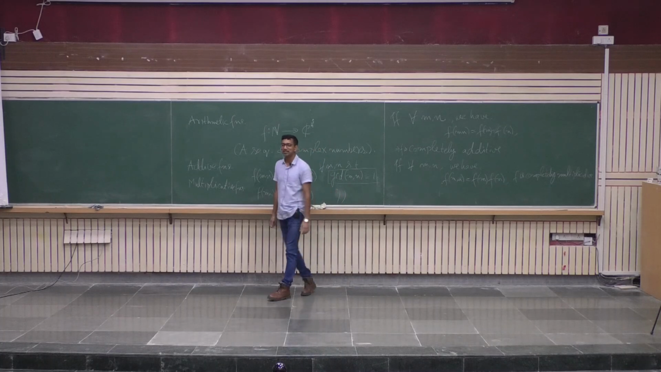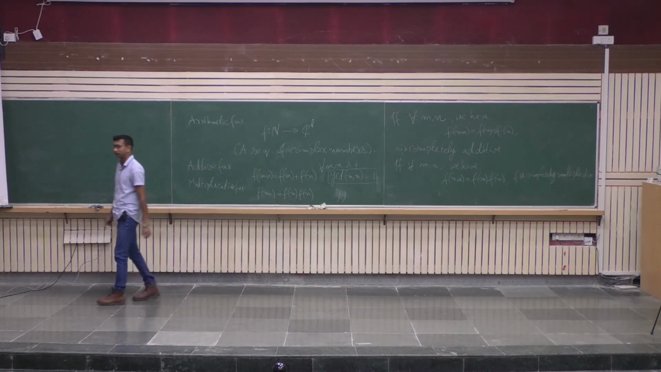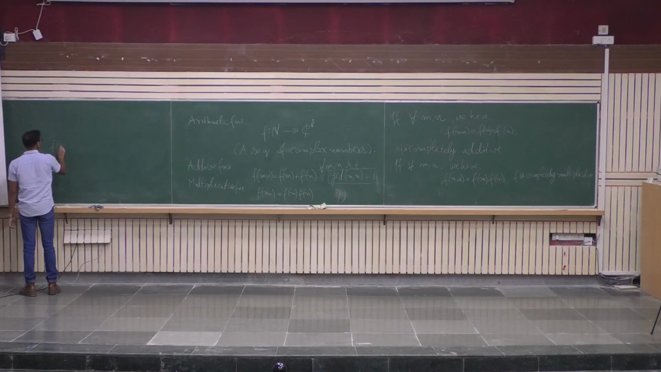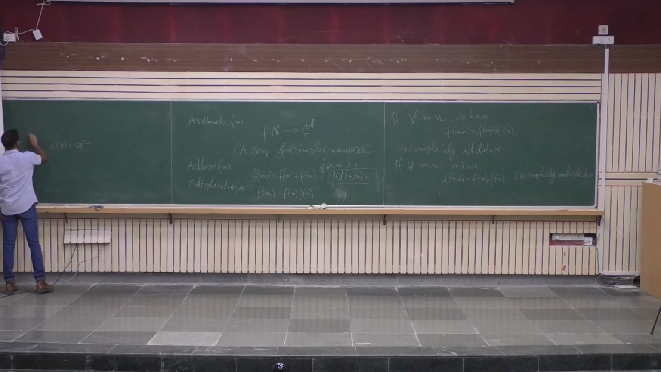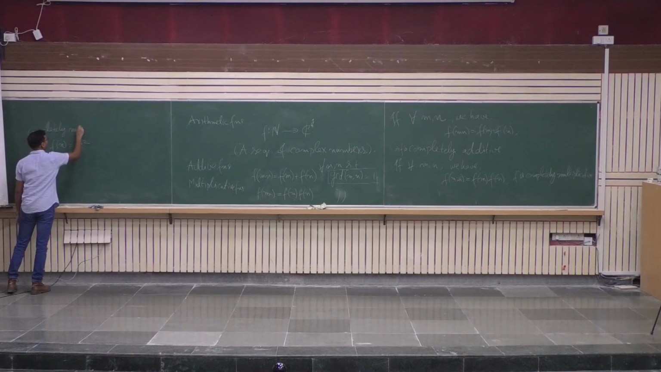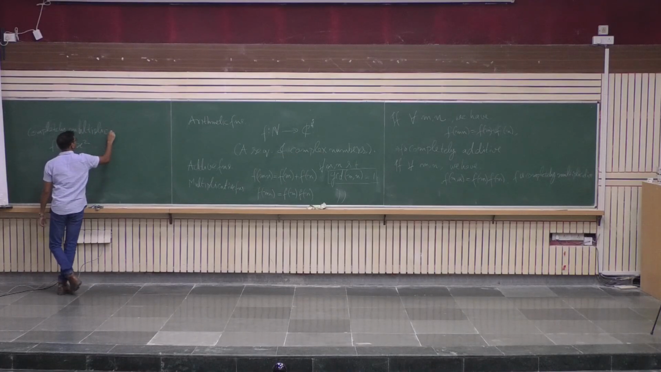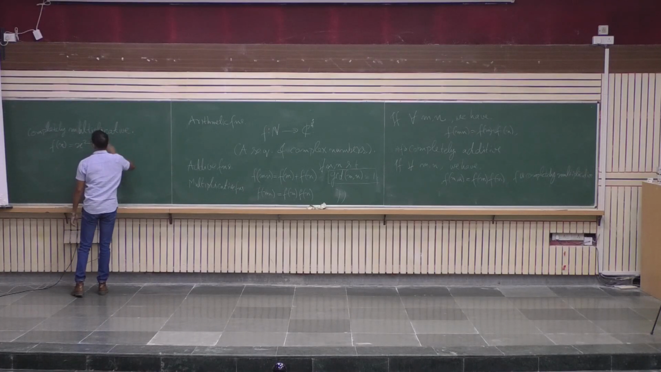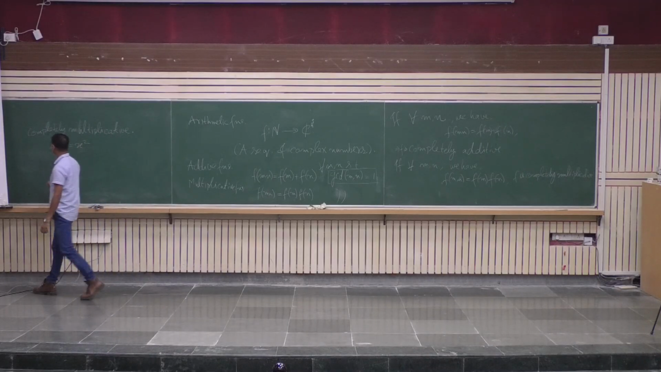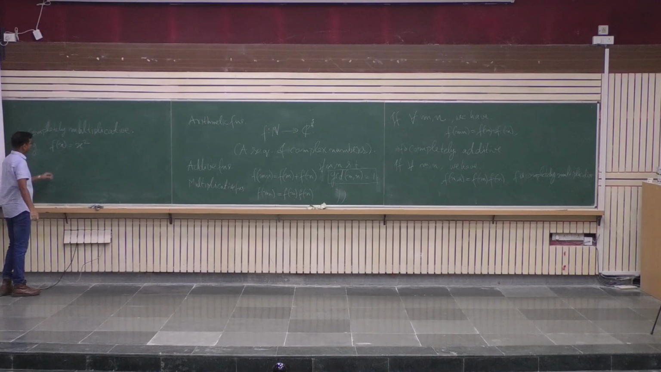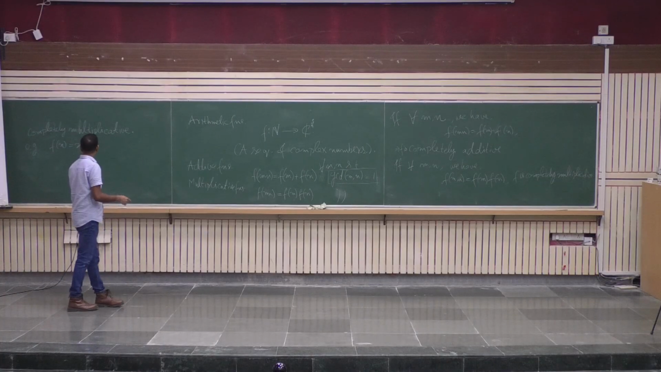Completely additive and completely multiplicative would be easier. Yes, sir. f of x equals x squared can be completely multiplicative. If f of x equals x squared, it is an example of a completely multiplicative function. Yes, of course, x squared, or any power. Okay, so this is completely multiplicative.